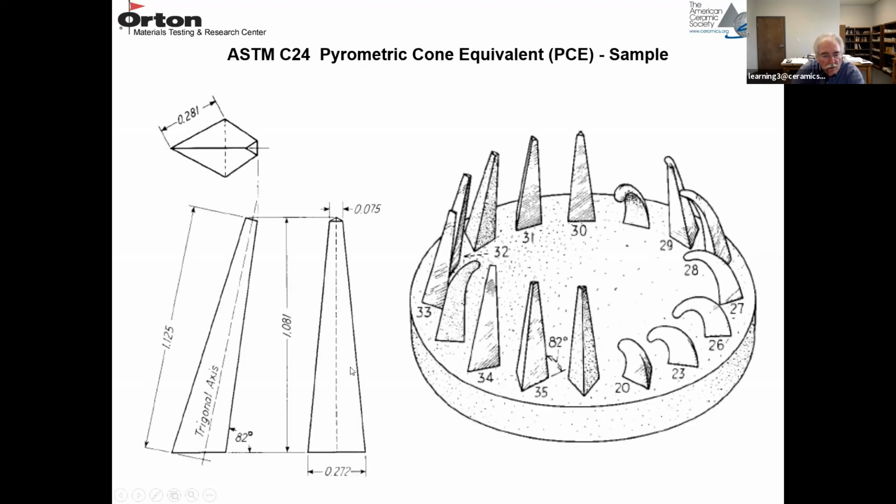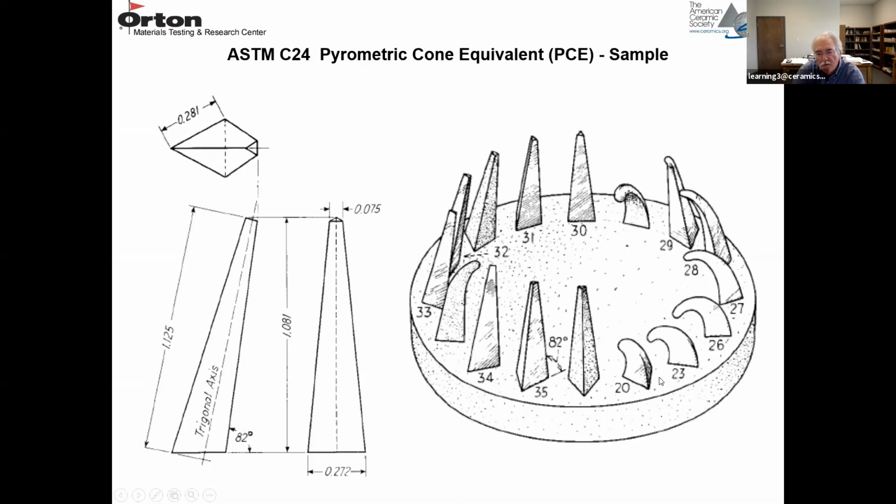This is what the pyramid looks like. And there's cones of different sizes. This is one about 1 inch long. There's some that are about 2 inches long. But the shorter ones are known as the PCE cones. You take these truncated pyramids and you mount them in what's known as a cone plaque. And it's just a cylinder, and it has holes in it where these cones drop in. So there's a triangular shaped hole.